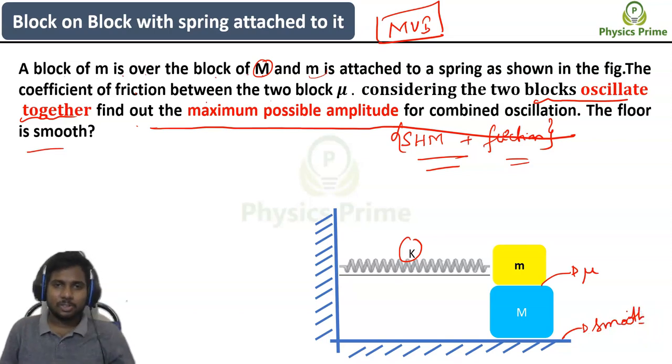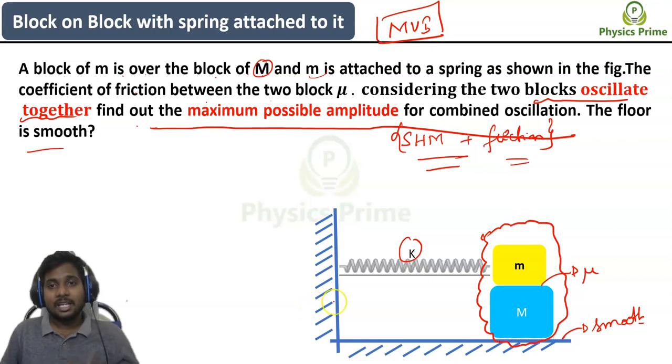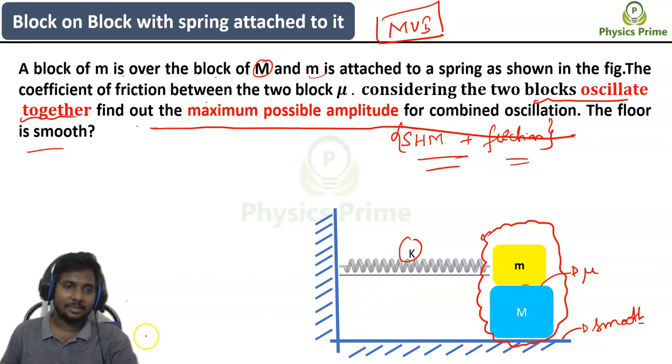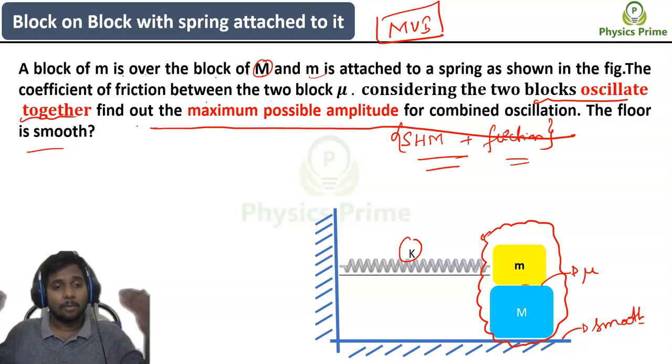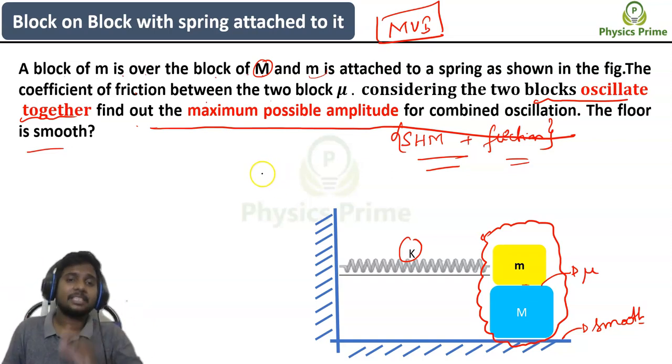So what is there in this question, students? One is maximum amplitude. That means for combined oscillation, these two blocks should be moving together. They should not get separated. The only force acting on this capital M block, since the floor is smooth, in the horizontal direction is friction. So friction is only responsible for the movement of the lower block. But can that friction be any amount? No, it's not possible. There's a limitation to friction.